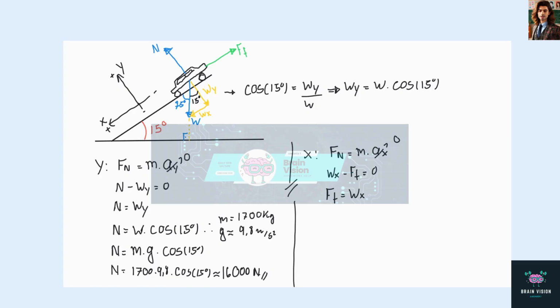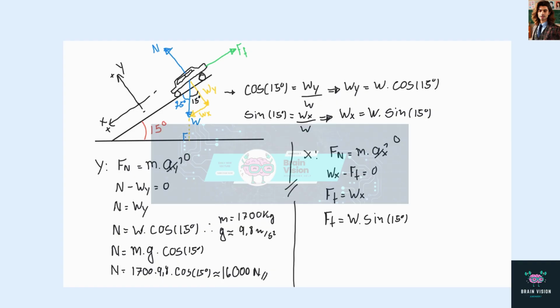By using a similar reasoning to what we had already used, we can calculate the x component of the weight force. We have to calculate the sine of 15 degrees. The sine is equal to the opposite side of the triangle, which is Wx, divided by the hypotenuse. Therefore, Wx is equal to W times the sine of 15 degrees. Therefore, the frictional force that is acting is equal to the weight force times the sine of 15 degrees.